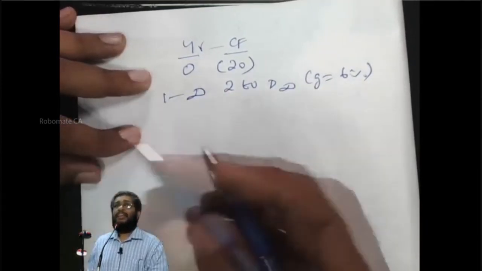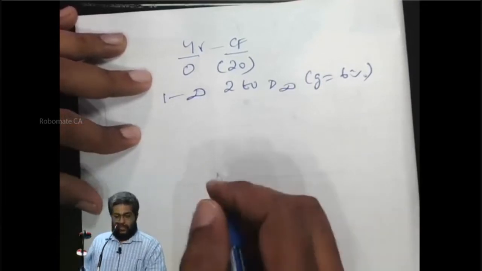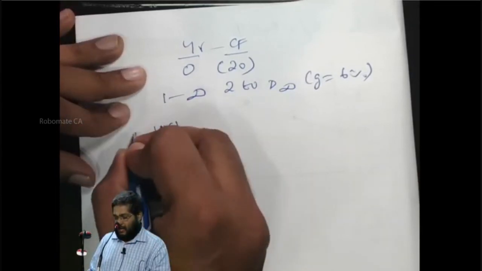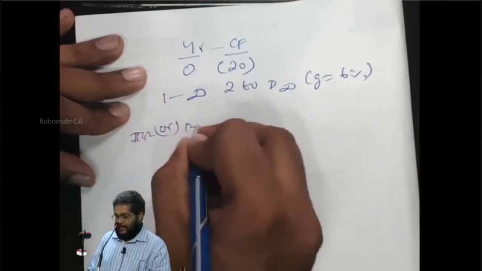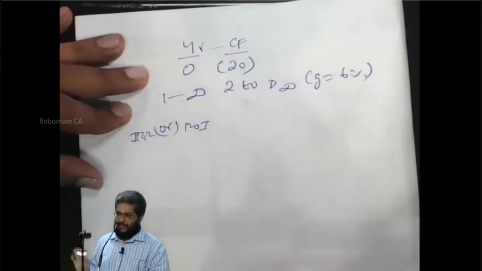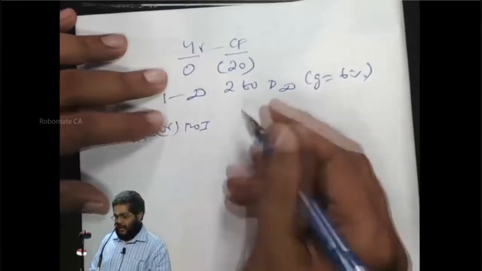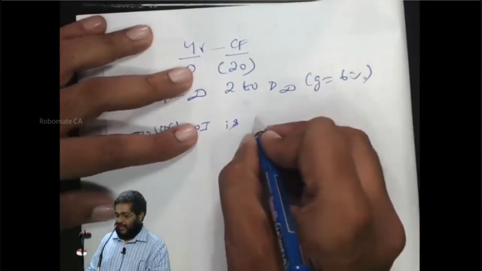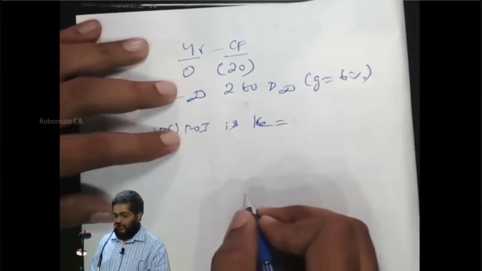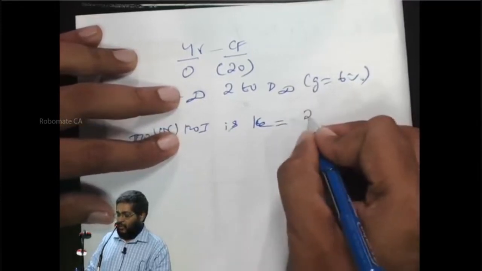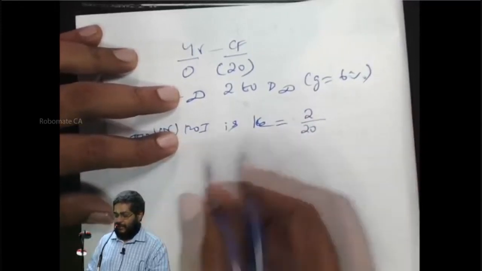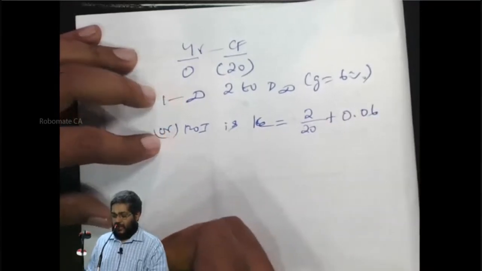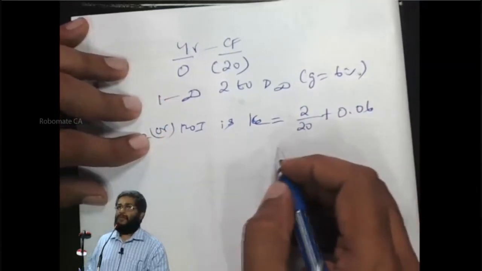Write down. The IRR or return on investment. IRR is nothing but return on investment only. The IRR or return on investment, Ke, is equal to 2 divided by 20 plus the growth rate of 0.06.